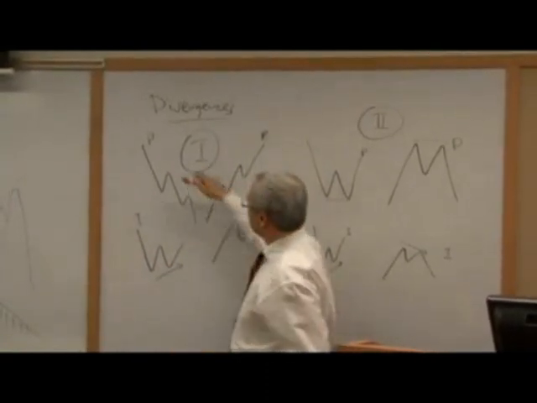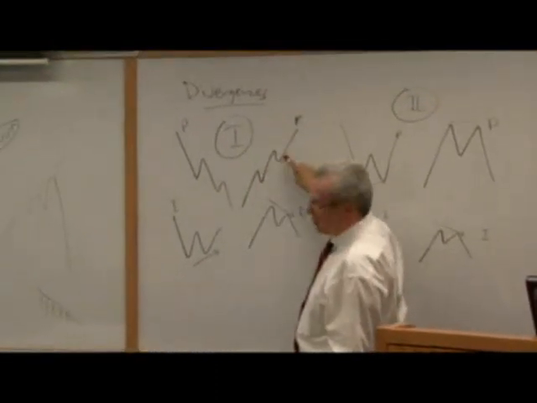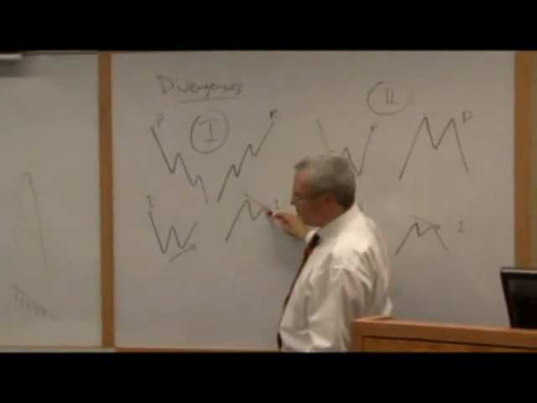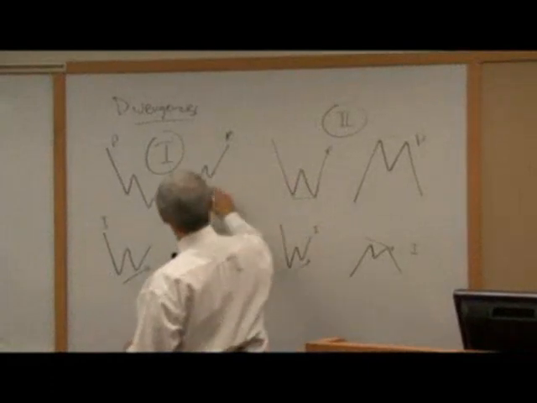So we'll deal with this first example. Price is making higher highs, and our indicator makes a lower high. This is a bearish divergence.